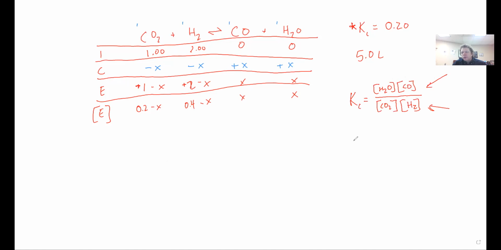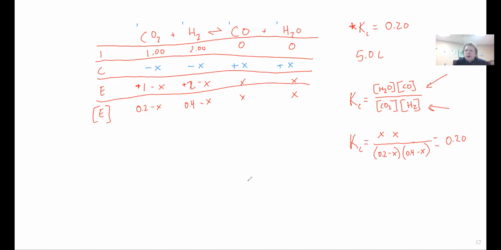And so what we're going to do is put our values in. K sub C is equal to, do we know the concentration of H2O? We do, it's X. Do we know the concentration of carbon monoxide? We do, it's also X. Do we know the concentration of CO2? We do, it's 0.2 minus X. What about H2? Well, that's 0.4 minus X. Okay, so I'm going to go ahead and write this as all equal to 0.20 because that's our K sub C.